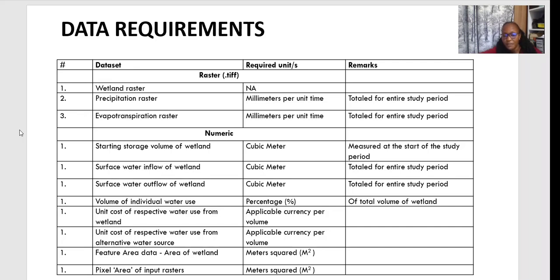Remember, we said we have 2 types of assessment here, the direct market price and the avoided cost that would have been incurred if this wetland dried up and you moved to an alternative source. The feature area data in meter squared and the pixel area of the input rasters in meter squared.